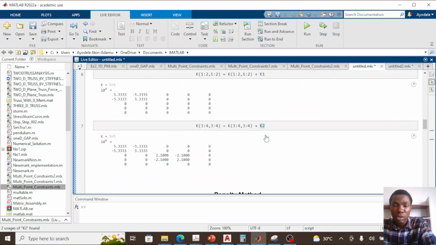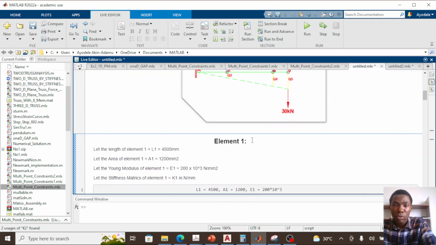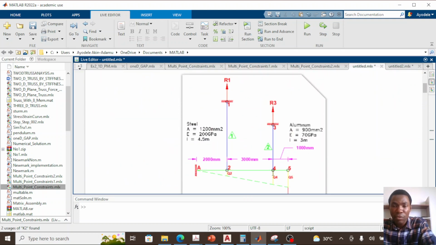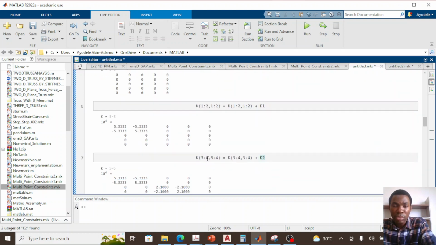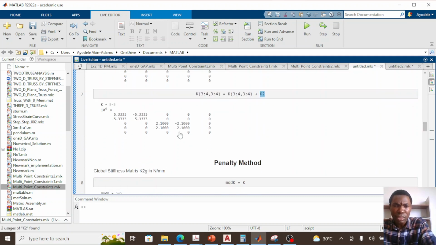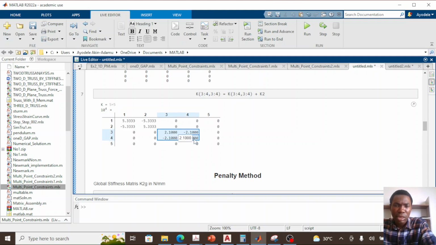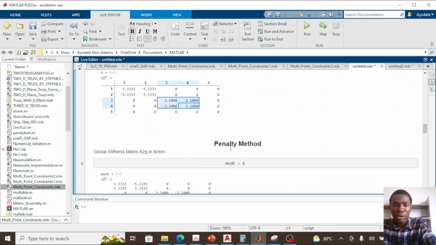We do the same thing for K2, but K2 will be added at position 3 and 4 of the global stiffness matrix because finite element 2 is located between node 3 and 4. So you can see I use 3:4, 3:4 to assemble the matrix, and I added K2. This is the K2 matrix which is added in the position 3 and 4 of the global stiffness matrix.